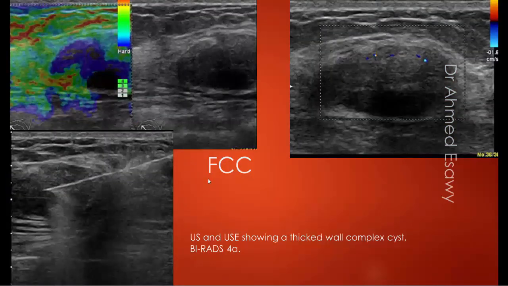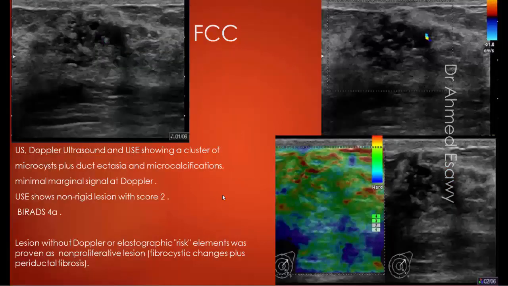Fibrocystic change, ultrasound and elastography show a thick wall complex cyst, BIRADS 4A, complex cyst, internal echoes, and solid component, stiff in elastography, classified as BIRADS 4A.